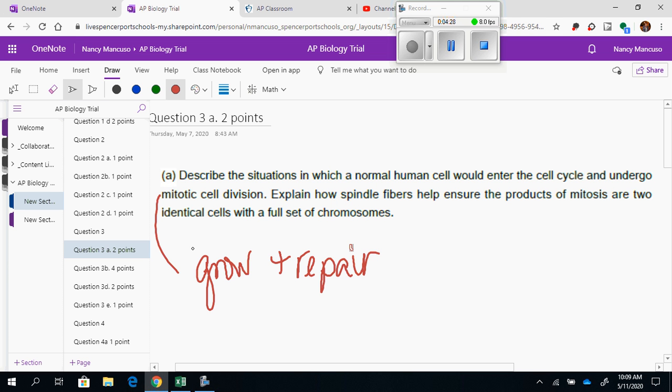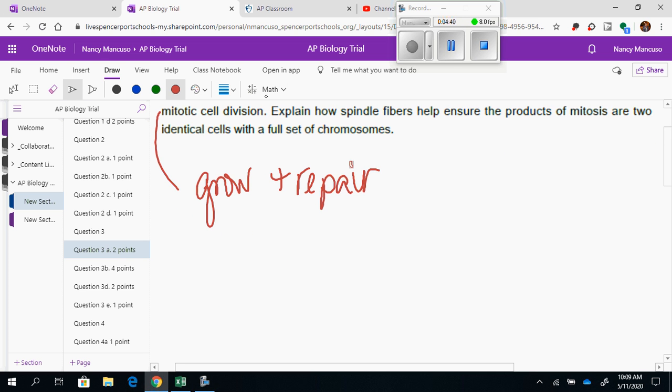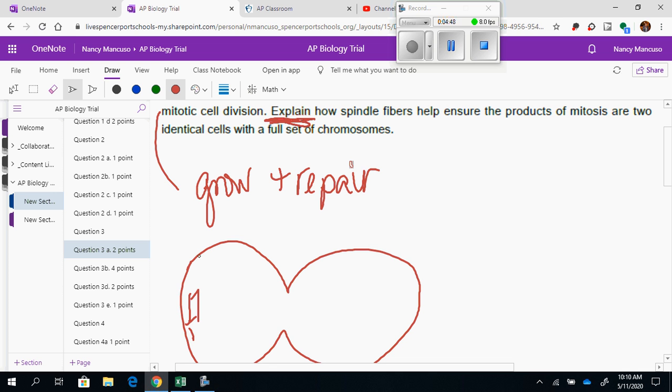Explain how spindle fibers help ensure the products of mitosis are 2 identical cells with a full set of chromosomes. So what spindle fibers do, I'm going to draw it first, and then we'll talk about how you write it, because the verb here is explain, and doing a diagram alone is not going to be enough to earn points. All right, the spindle fibers come from the centrioles here, and they attach to the sister chromatids. So let me draw this out.